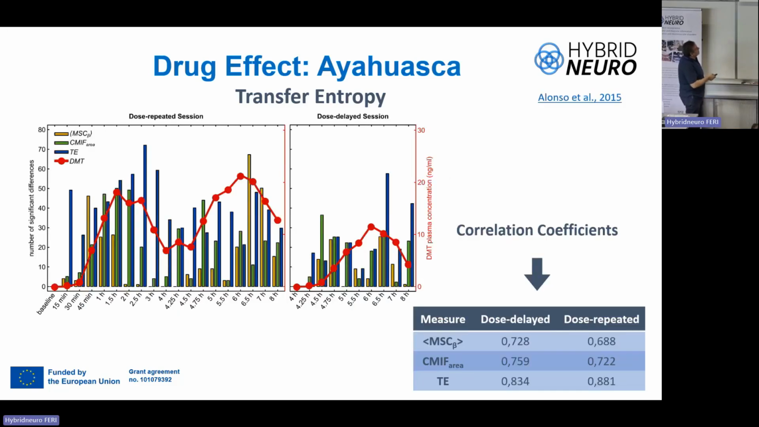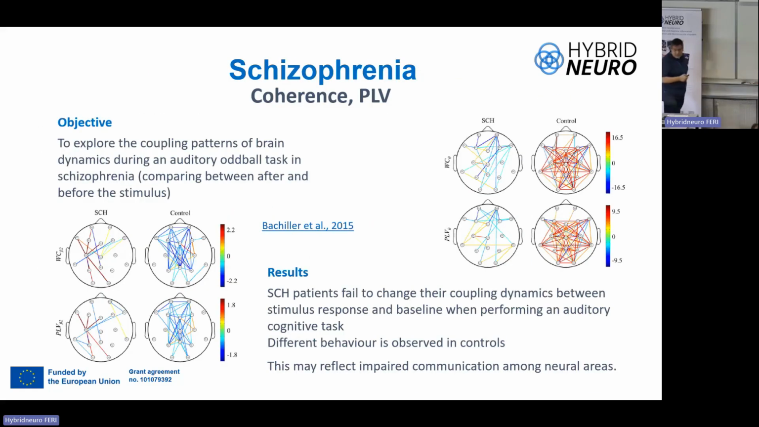Well, these are some correlations, again the same. In schizophrenia, this is comparing coherence and phase locking value. Okay, there are two techniques. It was an auditory oddball task. You listen to different tones, and there are some normal and also some target tones. It's like the visual oddball task, as I mentioned before, but with tones at different frequencies.